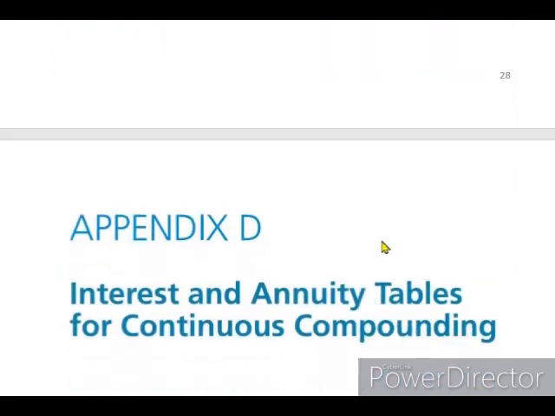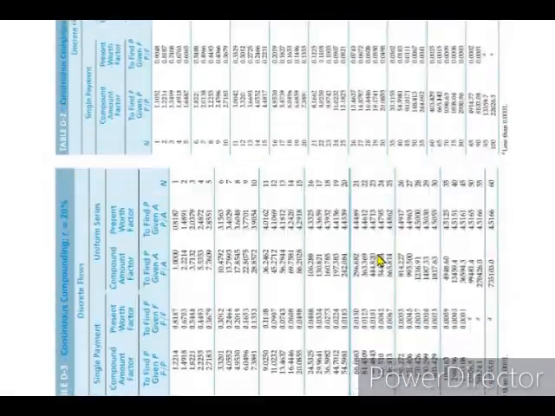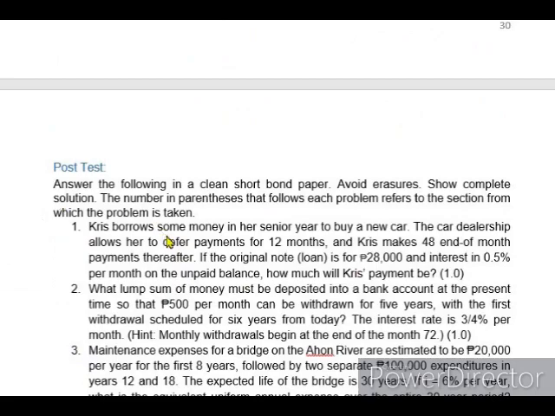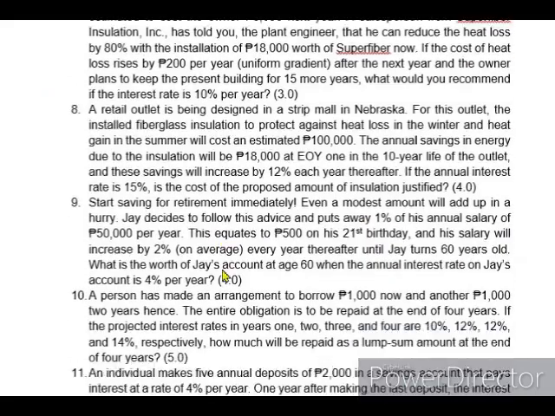Okay? So, yun yung Appendix D. And, pwede nyo nang sagutan yung post test. Okay, so up to 15. 15 lang naman to. Okay?